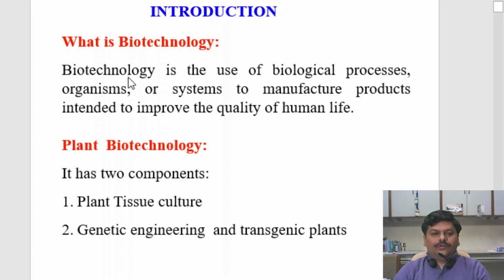If we also need to define plant biotechnology, then a simple definition would be that plant biotechnology is the use of plant-based biological processes, plants as organisms, or plant-based systems to manufacture products which are intended to improve the quality of human life. Plant biotechnology inherently has two components which are most of the time interlinked: plant cell, and tissue culture techniques, and genetic engineering and development of transgenic plants.